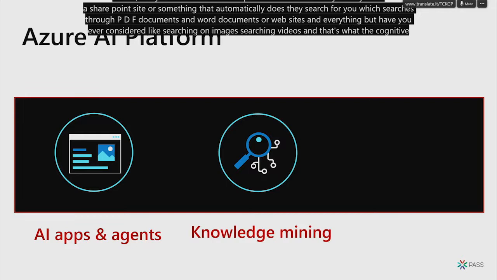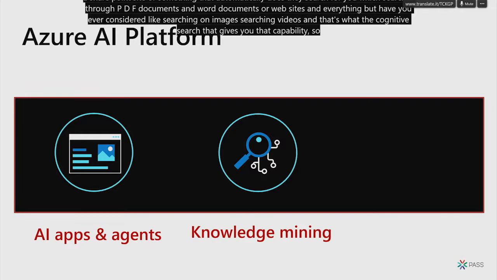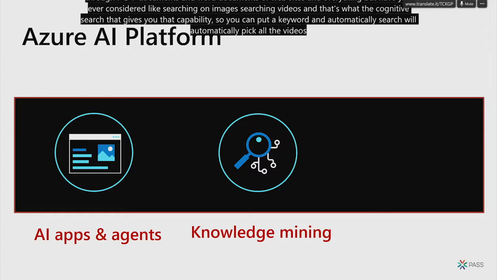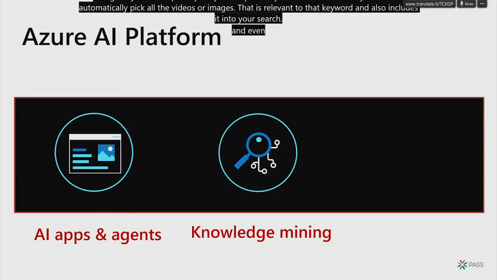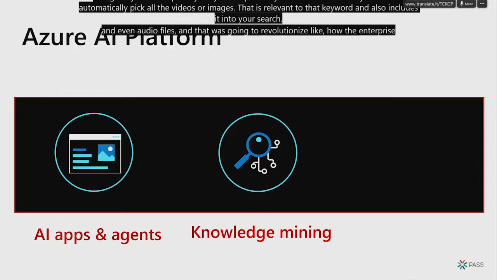So you can put in a keyword, and the search will automatically pick all the videos or images that are relevant to that keyword, and also include them in your search, and even audio files. And that is going to revolutionize how enterprise search is going to be in the future.